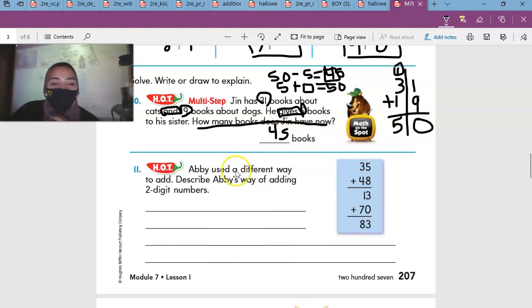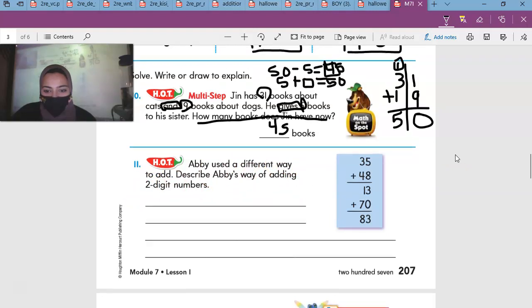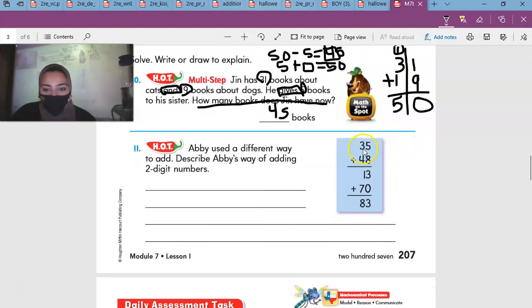Number 11, Abby used a different way to add. Describe Abby's way of adding 2-digit numbers. So we're looking at the way she added 2-digit numbers. Here what she did is 35 plus 48 is what her problem is. She did 5 plus 8 is what? 8, 9, 10, 11, 12, 13. She wrote 13 here, and then she said 13 plus 70.